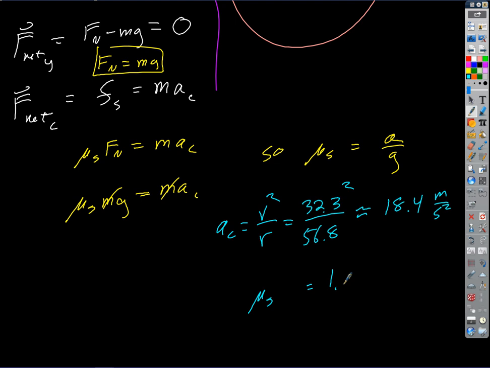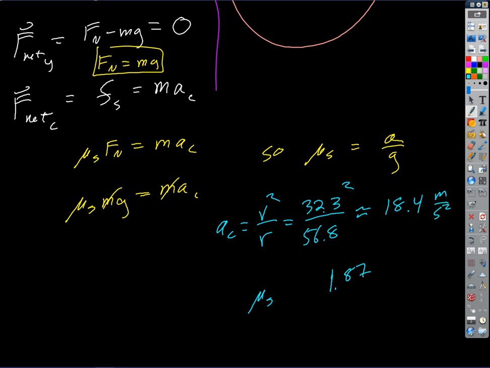So what was it, 1.87? Okay, I should probably tweak those so they don't give those kinds of answers, but is it equal to? It's approximately, sure, but let's say greater than or equal to. The coefficient of static friction has to be at least that, but it could be greater, right?